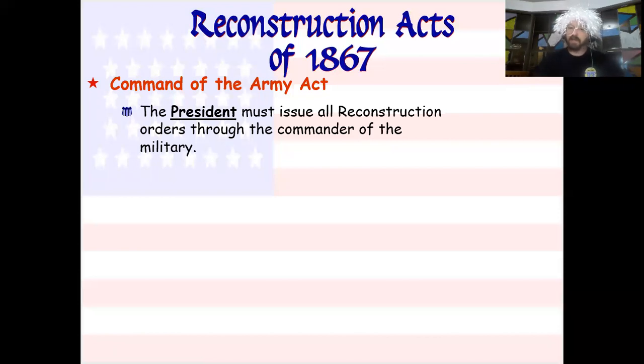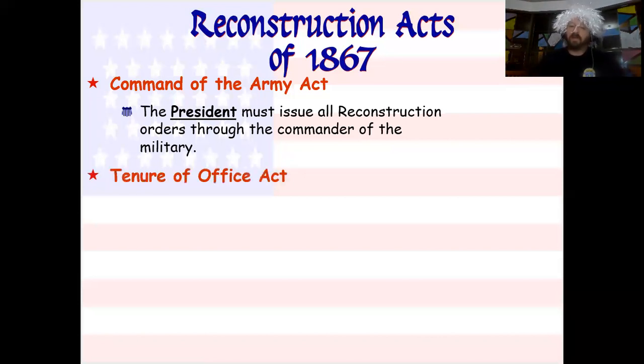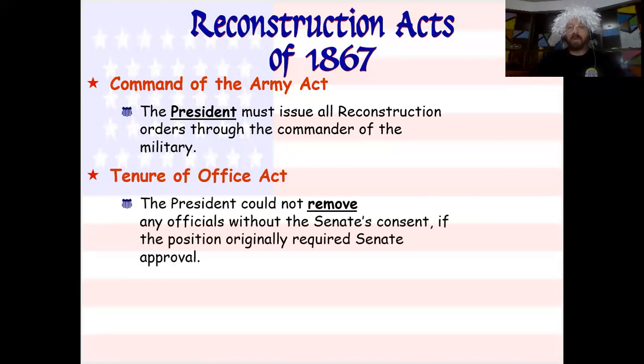Okay, and we'll get to something else here in just a minute where, again, Congress goes after clear constitutional authority. All right. Now, this is with the Tenure of Office Act. The Tenure of Office Act is one of the most unconstitutional laws that was ever done. Basically what Congress said is that the president cannot remove any officials without the Senate's consent if the position originally required Senate approval. So for example, all the cabinet positions.